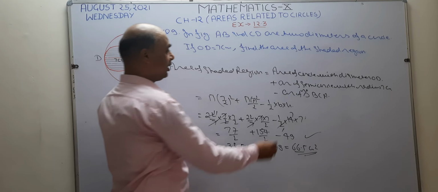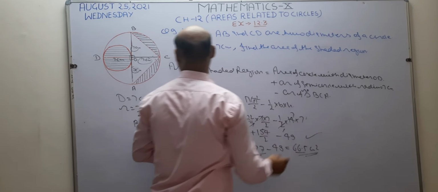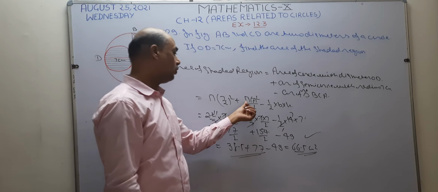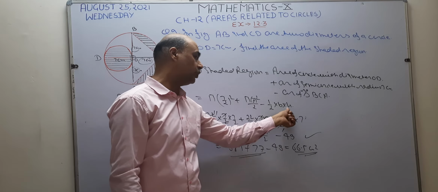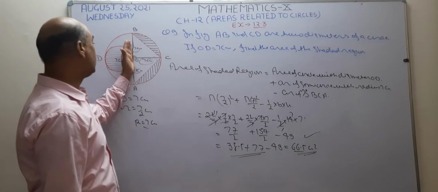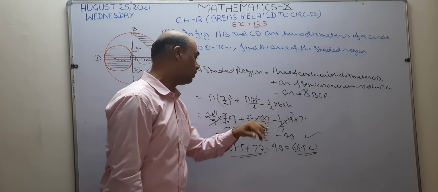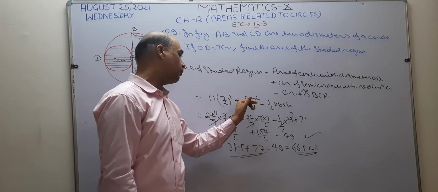So right here, area of semicircle minus area of triangle. Area of semicircle, you know, pi r square by 2. How do we find the area of a triangle? 1/2 base into height. So base of the triangle is 14, height is 7. So right here 14 into 7. Radius is given. Value of pi is 22/7.